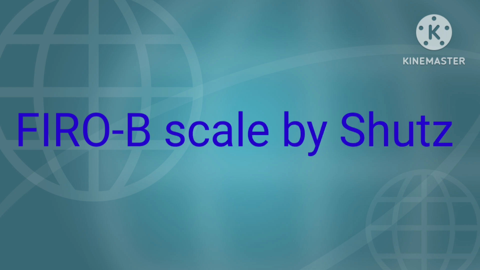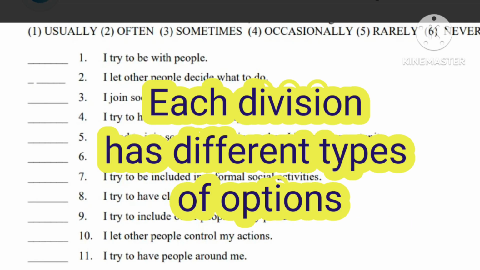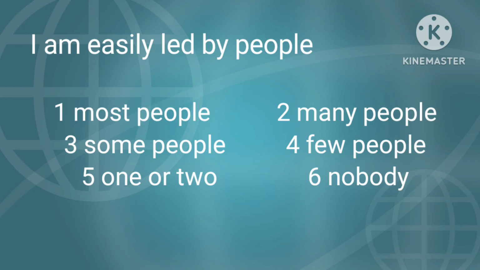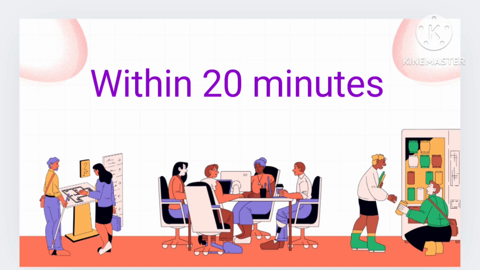It contains 54 questions. The 54 questions were divided into 3 segments. In each question we have 5 options: most people, many people, some people, 1 or 2 people, and the last, nobody. For example, one question is "I try to be friendly with people," and we have 5 options. We have to select any one. Like this we have to finish the remaining questions, that is 54 questions.